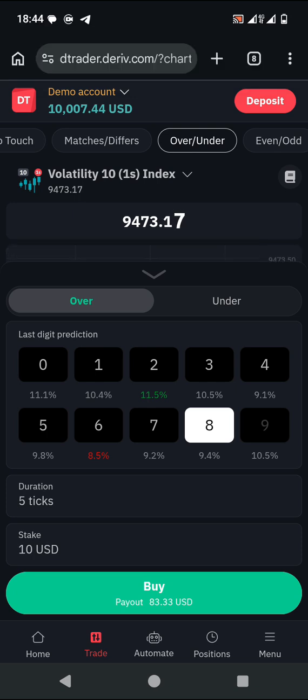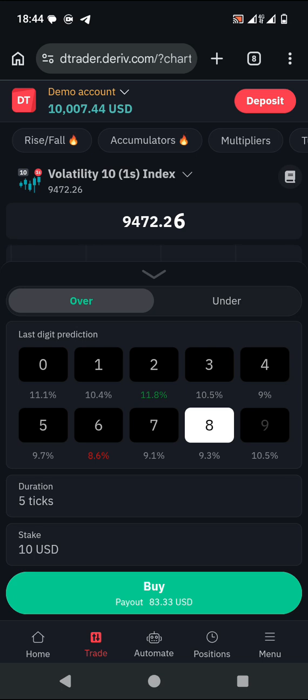First of all, what do we do after creating your Deriv account? You will find yourself on this interface. This is the new interface of Deriv. Upon arriving here, you will see different trading types: rise and fall, accumulators, multipliers, turbo, vanillas, higher and lower, touch and no touch, matches and differs, over and under, even and odd. But our interest today is over and under.